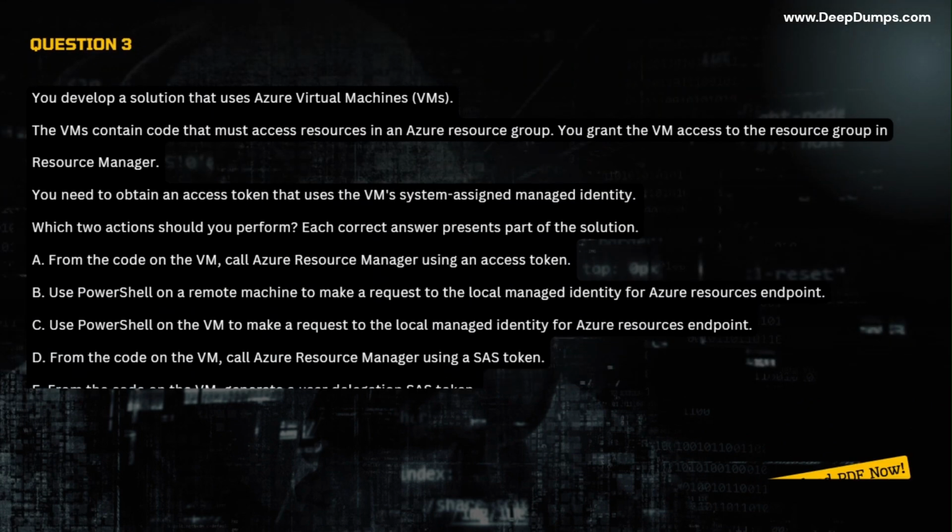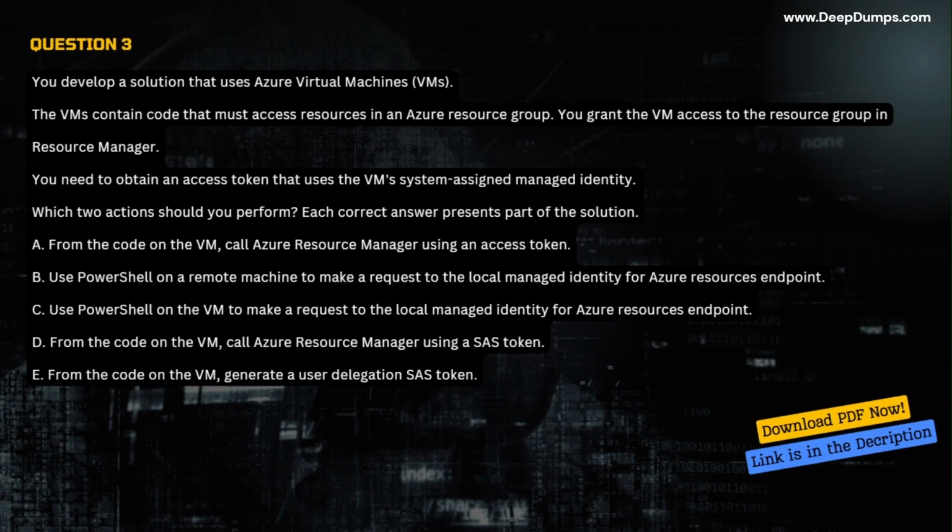Question 3. You develop a solution that uses Azure Virtual Machines (VMs). The VMs contain code that must access resources in an Azure resource group. You grant the VM access to the resource group in Resource Manager. You need to obtain an access token that uses the VM's system-assigned managed identity. Which two actions should you perform? Each correct answer presents part of the solution.